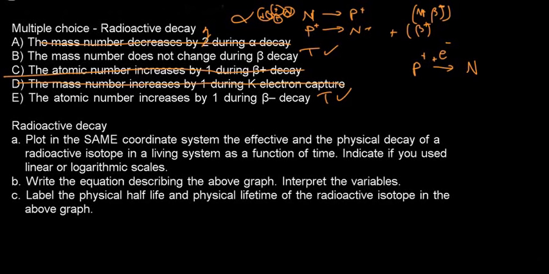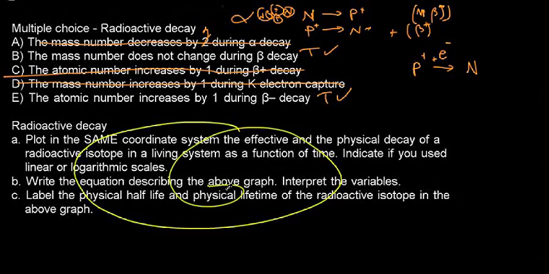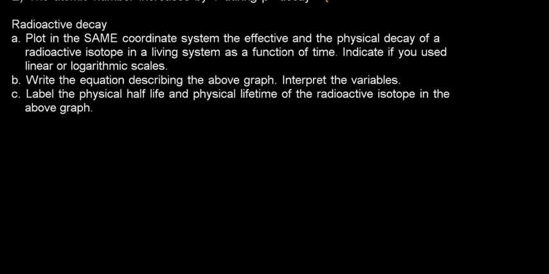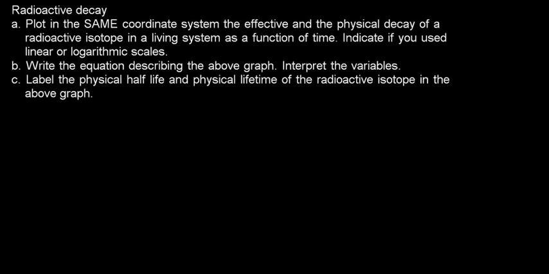Very good. All right, if you haven't paused the video to try and work on this, take your time to do so, because this is quite a question. So I'm going to start dealing with it now. Plot in the same coordinate system the effective and physical decay of a radioactive isotope in a living system as a function of time. Indicate if you use linear or logarithmic scales.